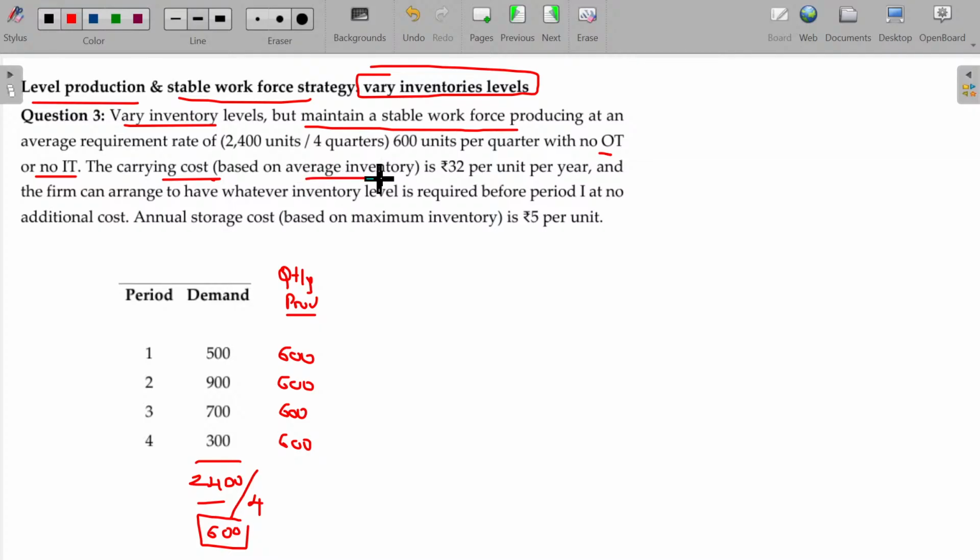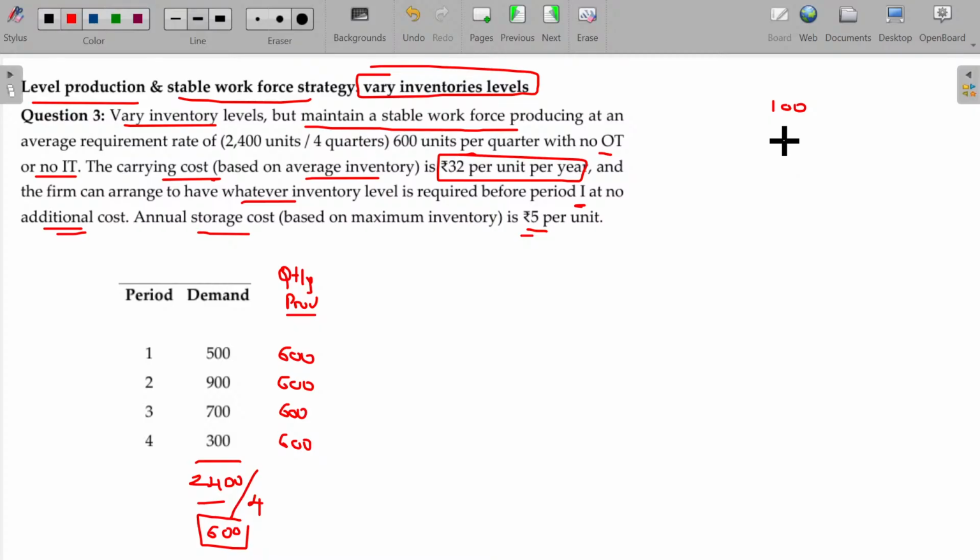Carrying cost based on the average inventory is 32 per unit per year, and the firm can arrange to have whatever inventory level is required before period 1 at no additional cost. And storage cost based on the maximum inventory is 5 rupees. So carrying cost as well as storage cost. Carrying cost is nothing but the cost you spend for carrying it for a longer period. Here storage cost is nothing but the storeroom price or rental for the storeroom. If you want to have only one unit stored, it costs us 100 rupees.